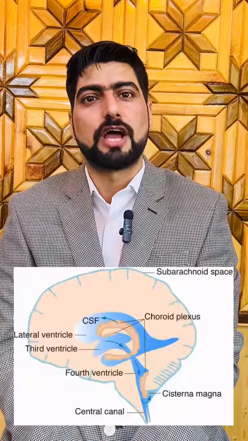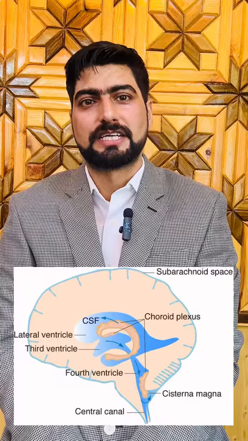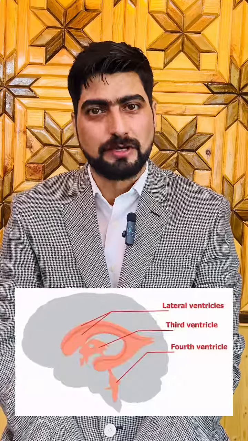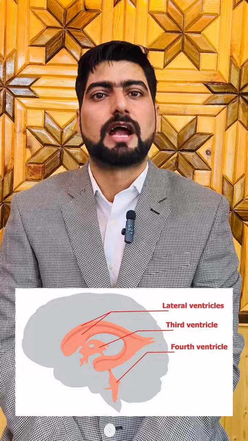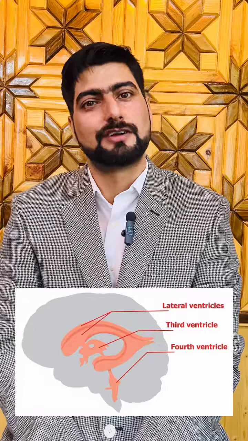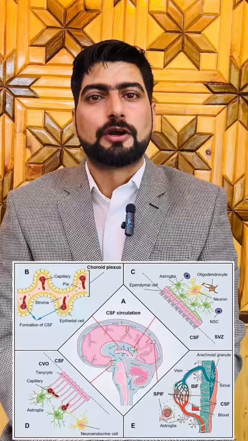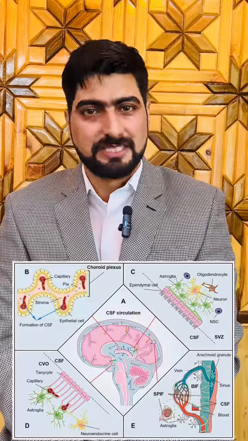CSF is produced by a special type of tissue called the choroid plexus in the lateral, third, and fourth ventricles. As you know, in the mid section of our brain we have ventricles where CSF is produced. The first is called the lateral ventricle, the second is the third ventricle, and the third is the fourth ventricle. So there are ventricles in our brain which form the CSF from the choroid plexus. And there is also a minor contribution of ependymal cells which help in the production of CSF.